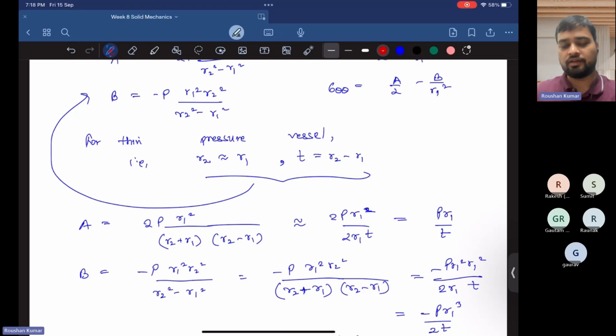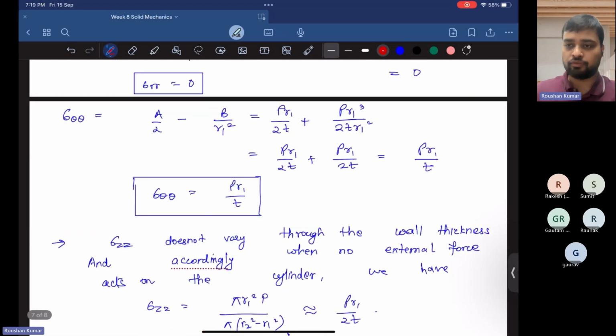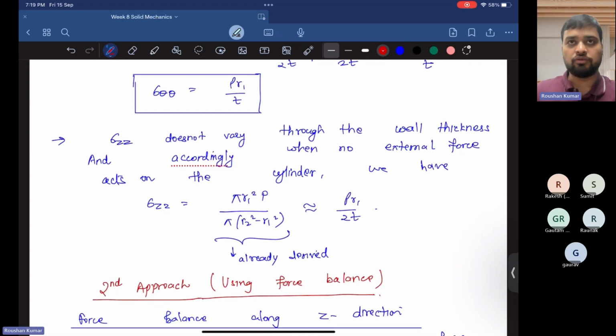The other way we can derive it is through the force balance equation. So basically we have to do force balance in all three directions, and through that we can derive the expression for sigma rr, sigma theta theta and sigma zz. So you can go through these two different approaches.